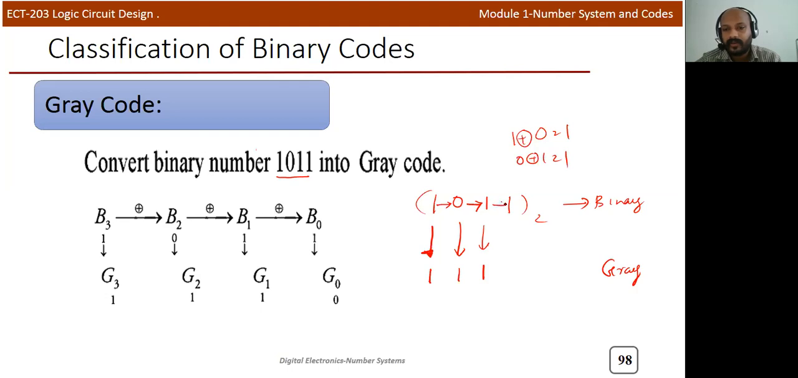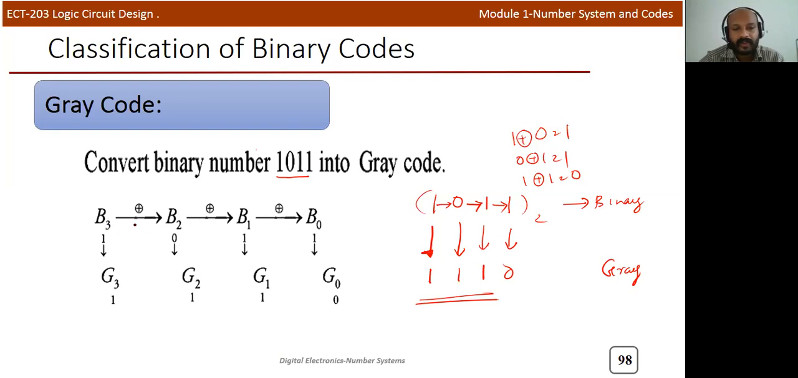Now we need to find the last bit, which is 1 XOR 1. If you perform 1 XOR 1, you will get 0. So this is the gray code corresponding to the binary value. The procedure is given here.